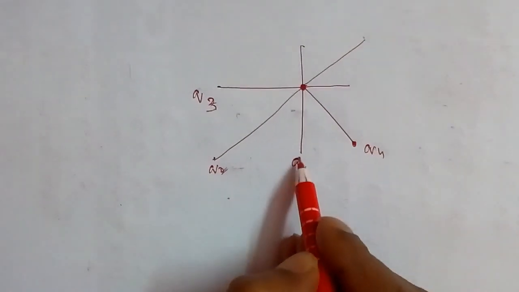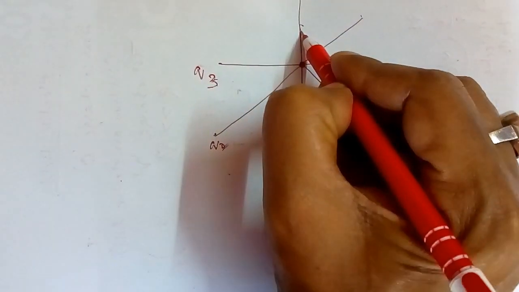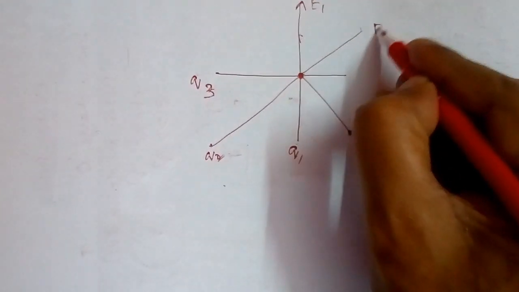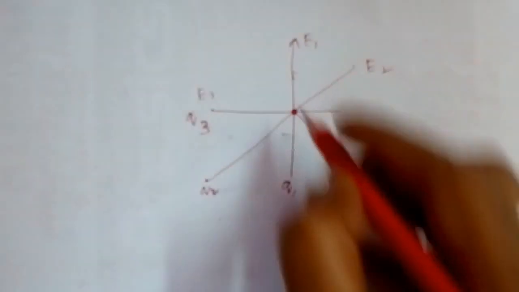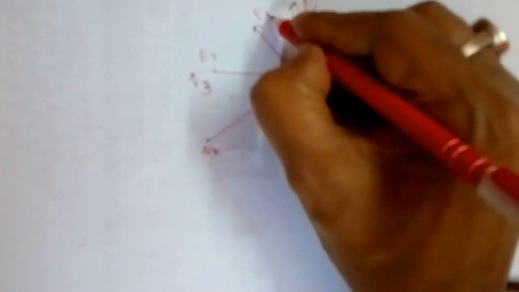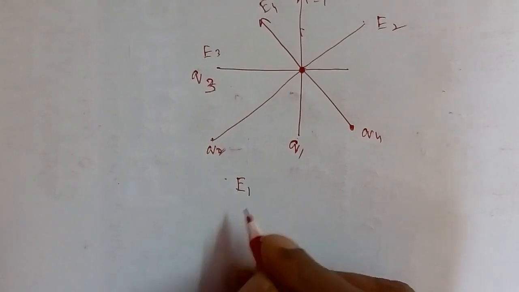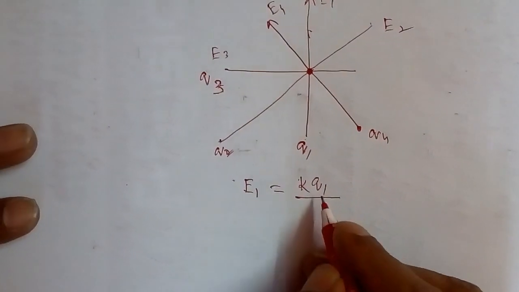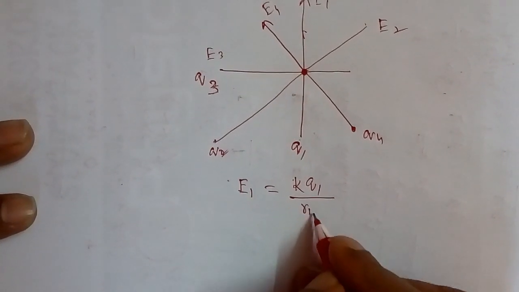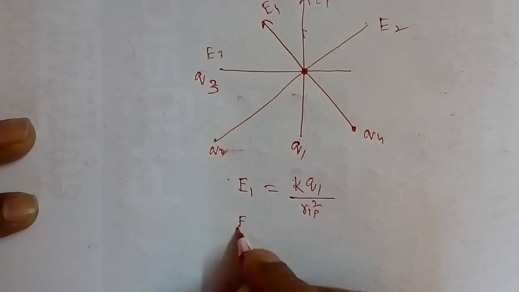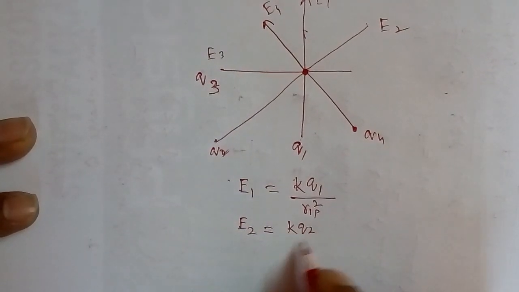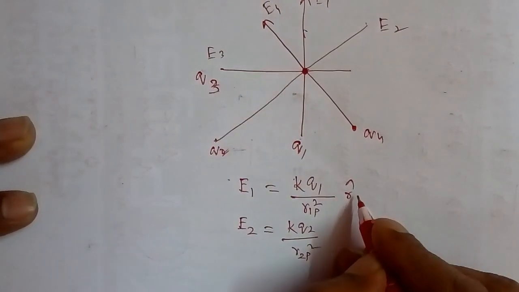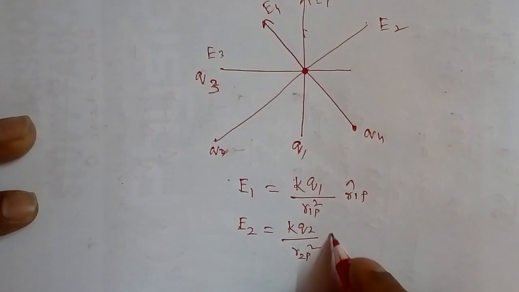For example, for the electric field due to this charge Q1, say this is E1, this is E2, this is E3, and say this electric field is E4. So we can easily find out the electric field due to individual charges. E1 equal to K Q1 by R1P square. Similarly, we can find electric field E2 equal to K Q2 by R2P square, and we can of course write here the unit vector pointing from 1 to P.